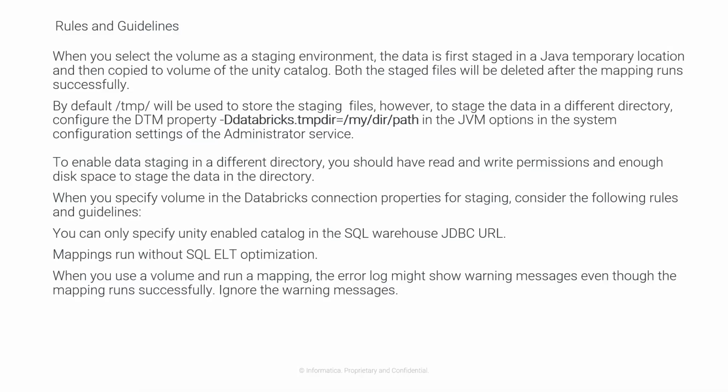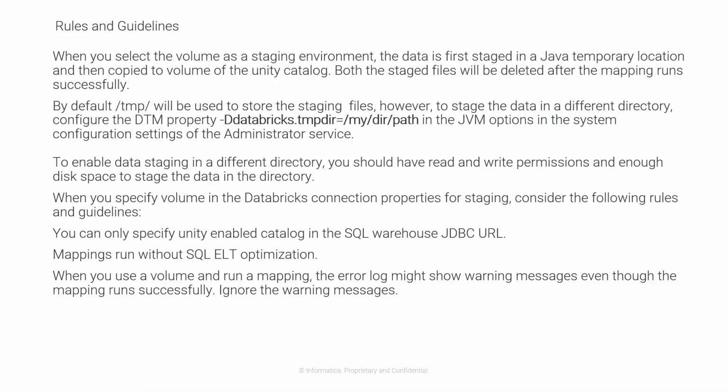However, to stage the data in a different directory, configure the DTM property -databricks.temp directory equal to your directory path in the JVM options in the system configuration settings of the administrative service. To enable data staging in a different directory, you should have read and write permissions and enough disk space to stage the data in the directory.